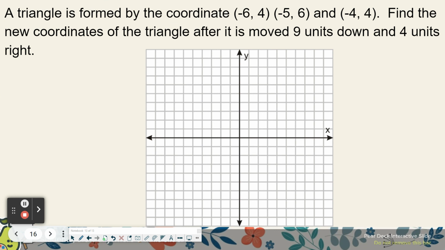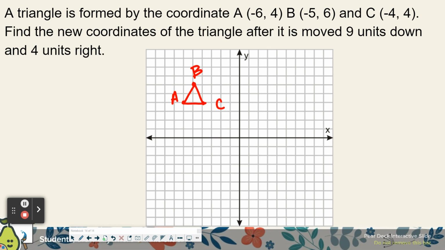All right, our last one, a triangle is formed by the coordinates -6, 4, -5, 6, and -4, 4. Find the new coordinates of the triangle after it's moved 9 units down and 4 units right. Okay, we're going to give you a second. Go ahead, and I want you to just put the old triangle, and then let's go from there. You're going to be in charge of translating here in just a second, but I want you to put a dot at all 3 of those, and then it'll create a triangle for us.